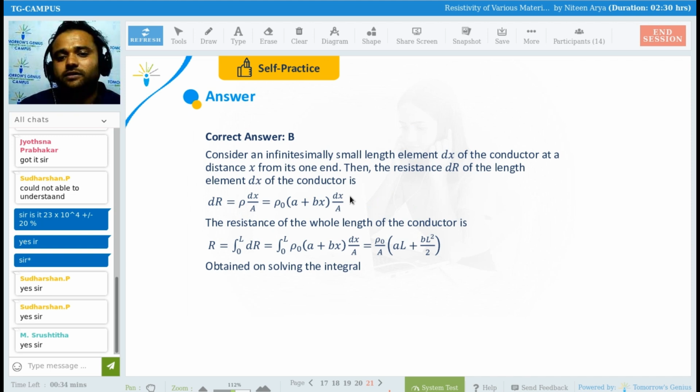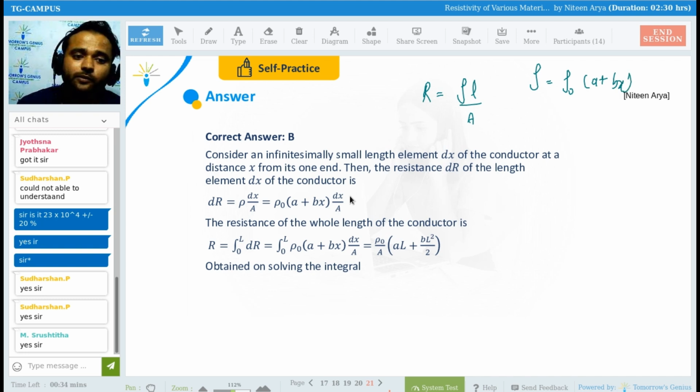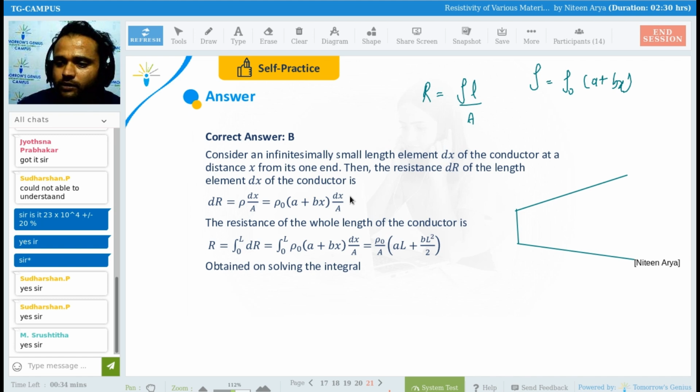Consider an infinitesimally small length element dx. See, I give you this hint. As we know, R is rho L by A. Instead of rho, we have rho naught (A plus bx). And in that particular relation, I'm not going to draw, just for a while, this one, this one, this one, and this one.